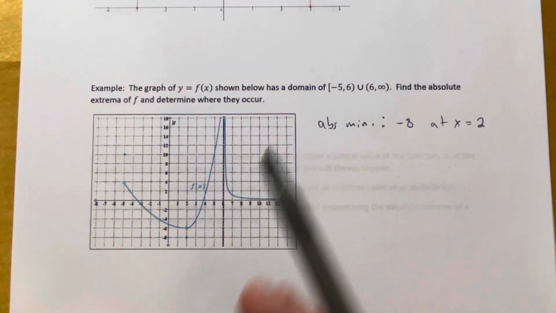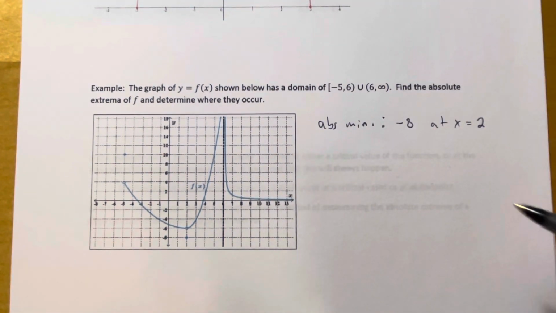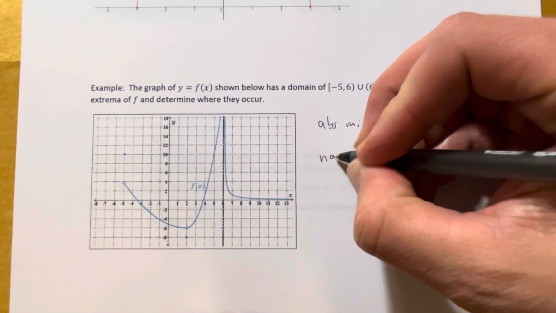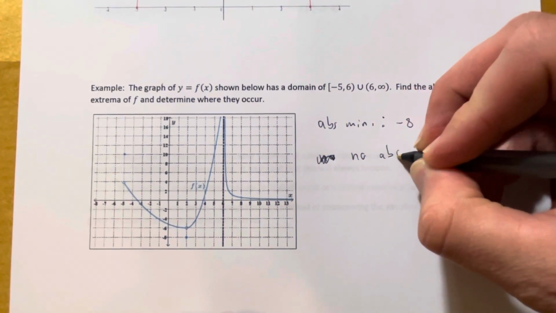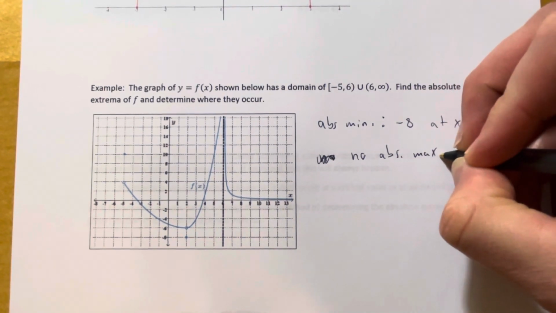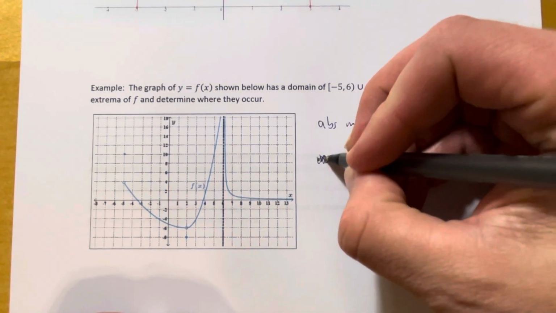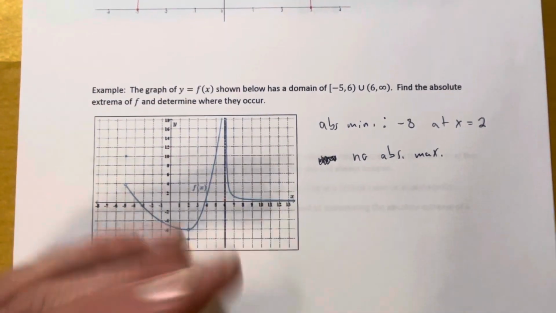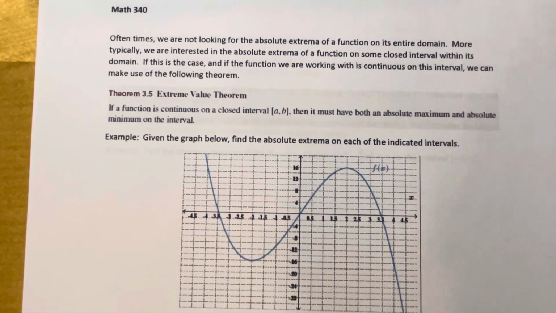So there is no largest value that this graph attains because it keeps going higher and higher indefinitely. I would say that there is, I wrote that in a weird way, no absolute maximum. And that's fine. A graph is not required to have an absolute maximum or an absolute minimum. There are graphs that have neither. Okay? So a couple of examples just using a graph to find these absolute extrema.